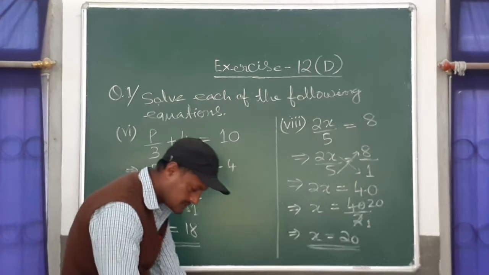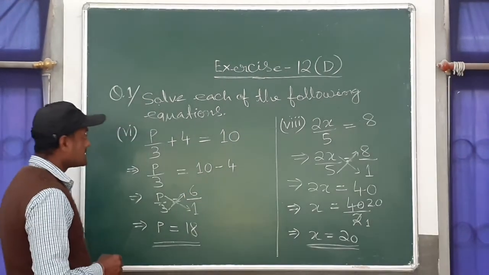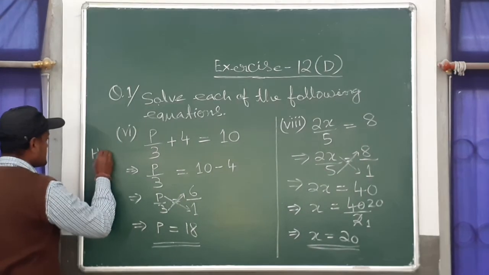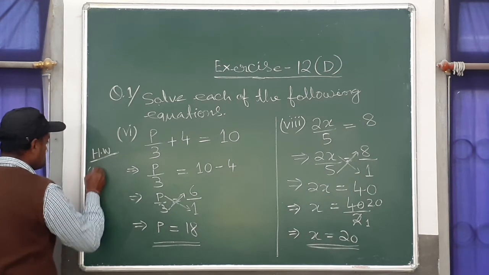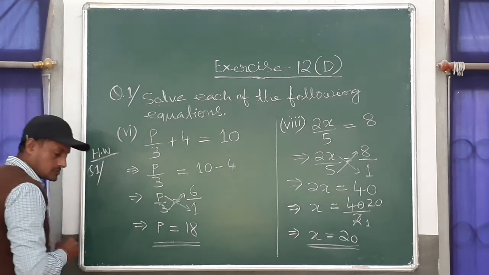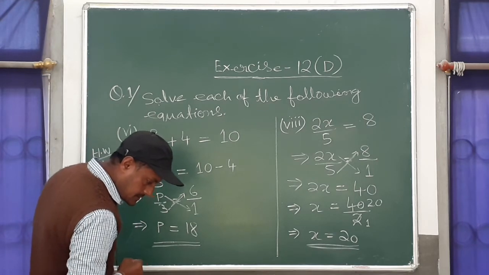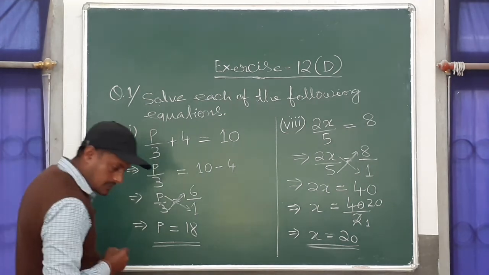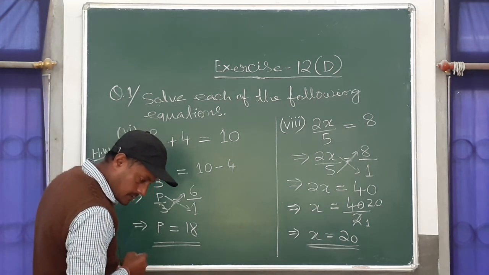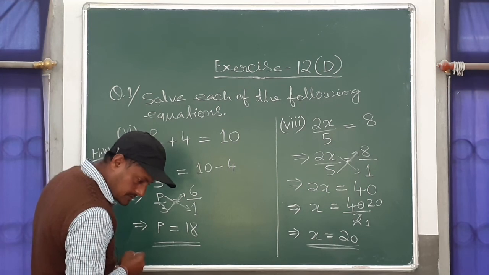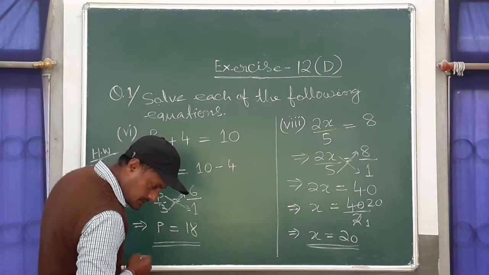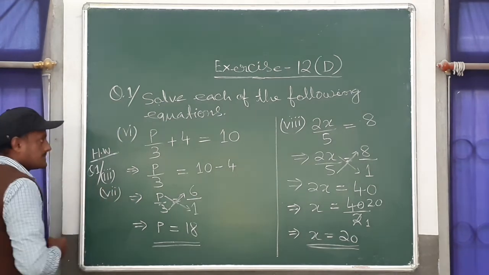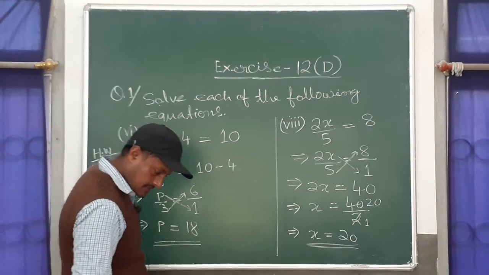So this is a very small exercise, only 10 questions are there. So now I will give you the homework. Homework is question number 1 part 3, and one more you will do, that is question number 1 part 7. These 2 are your homework, and send it to my personal chat number, okay?